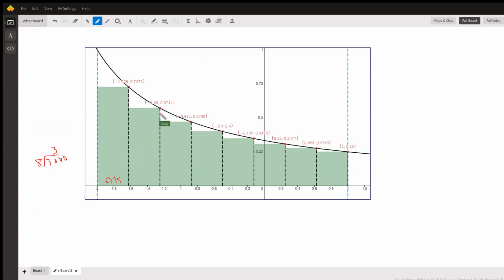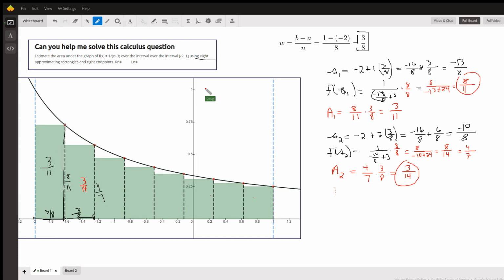What's this? It was that 8/11 that we had. So this number right here is actually a decimal approximation for 8/11. And the area of this first rectangle is, again, 0.7273 times 0.375. Long and tedious calculation, but that's what's involved in using Riemann sums to approximate the actual area under the curve.